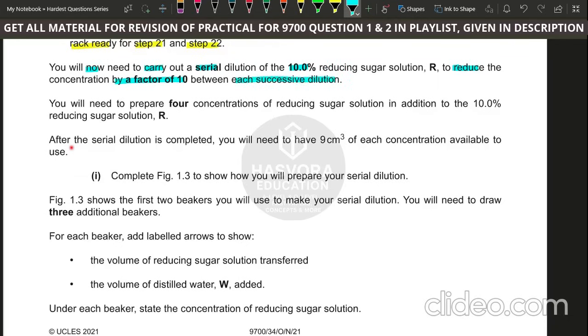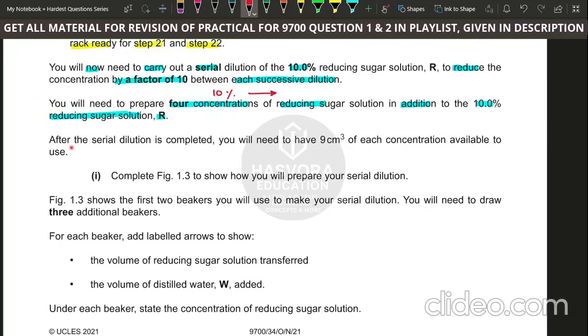You will need to prepare 4 concentrations of reducing sugar in addition to the 10% reducing sugar solution R. So for example, if I have 10%, what will it be if I reduce it by a factor of 10?